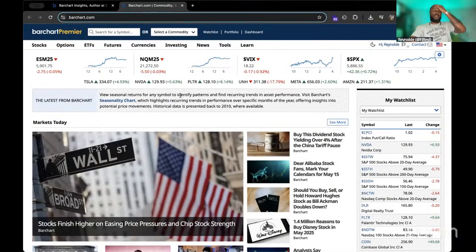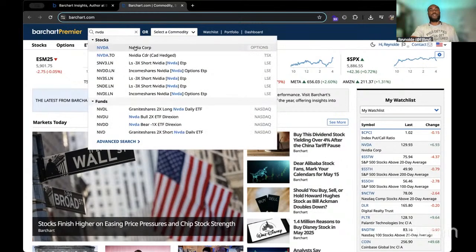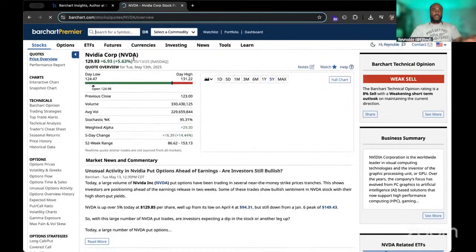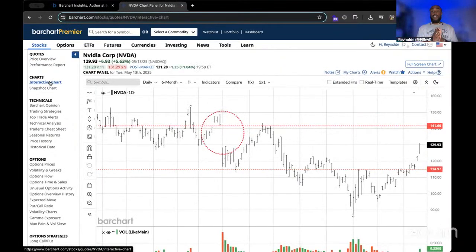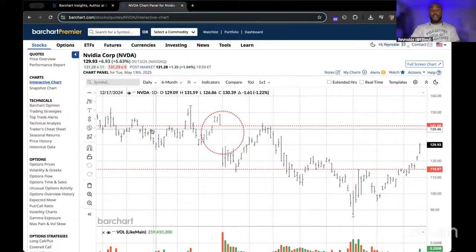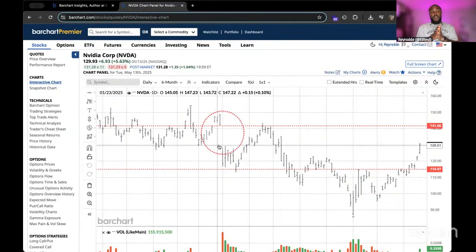Okay, so let me pull up a couple examples so you all can understand what a gap is. Okay, so NVIDIA's actually been doing quite a few gaps. Gaps are essentially where there's a significant change in price. Now, this happens when the next day's open or close is significantly higher than the last day's or the previous day's high or low.